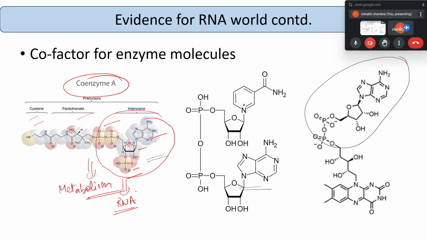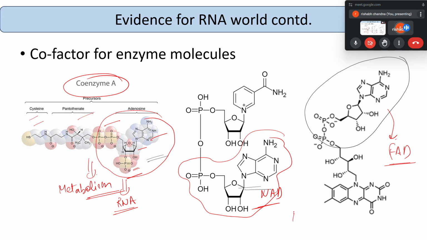Okay, so here it's coenzyme A, then this is NAD, nicotinamide adenine dinucleotide. So here we also have the adenosine moiety again. Then we have the FAD molecule. FAD also has this adenosine moiety. So this again tells us that RNA was the major contributor during the RNA world.